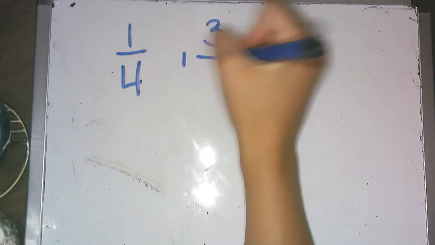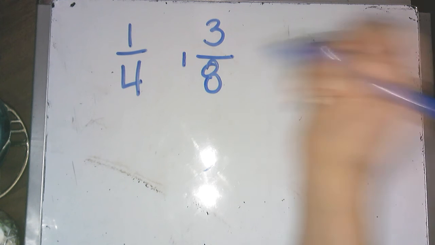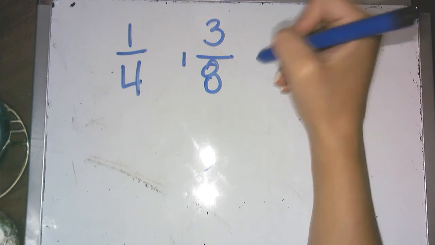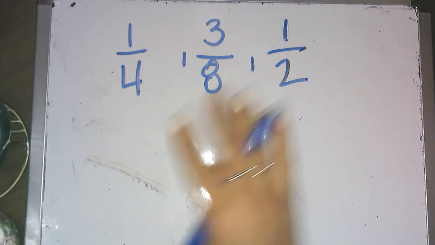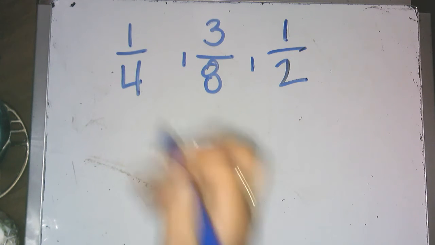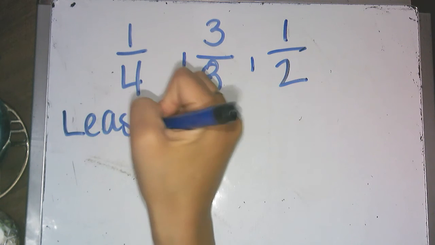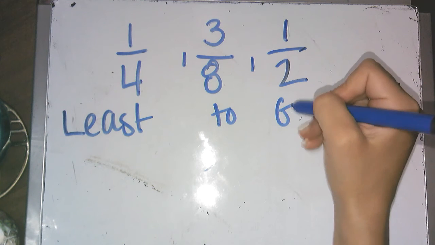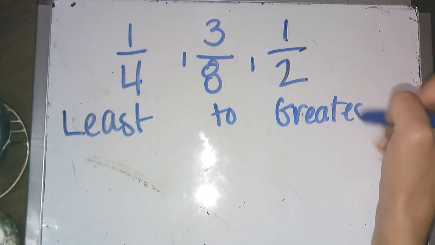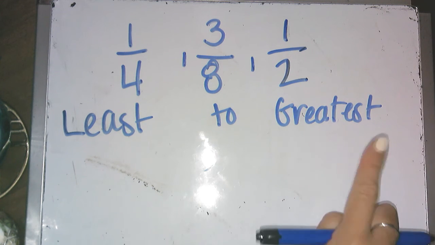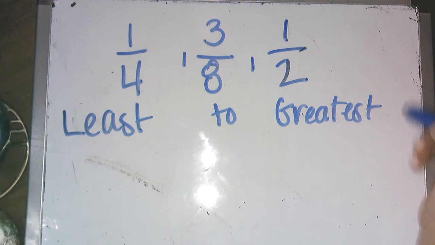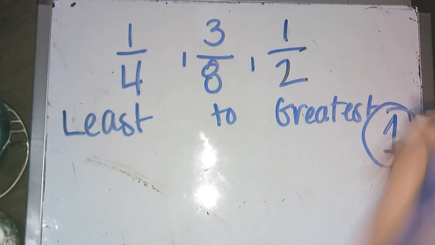The next part is ordering. So we're going to order some fractions. So you might have a fraction like 1/4, and then you might have another fraction like 3/8, and you might have another fraction like 1/2. And we need to order these. So we need to order them from least to greatest, which means our smallest one is going to go over here and our largest one's going to go over here, or the one that's closest to the number 1.